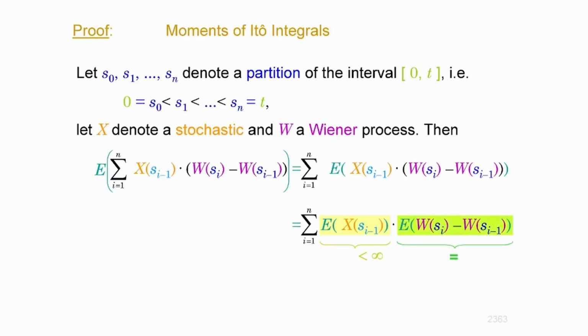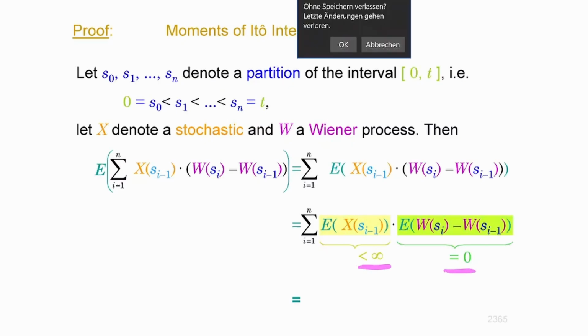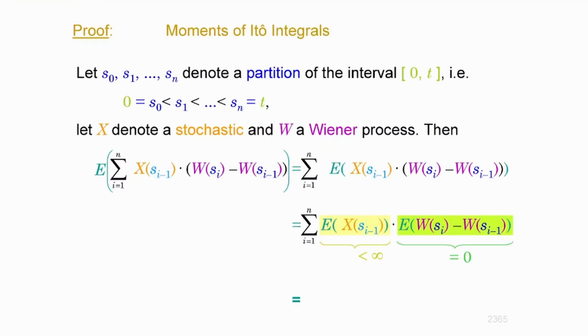Regarding the other factor, the expectation of the increments is going to be 0. The expectation of the Wiener process is 0 already, so the expectation of the increments is actually 0. So this thing is going to be 0 because you sum up those zeros. If you multiply something finite by 0, you end up with 0. So the sum of those zeros is 0 after all.